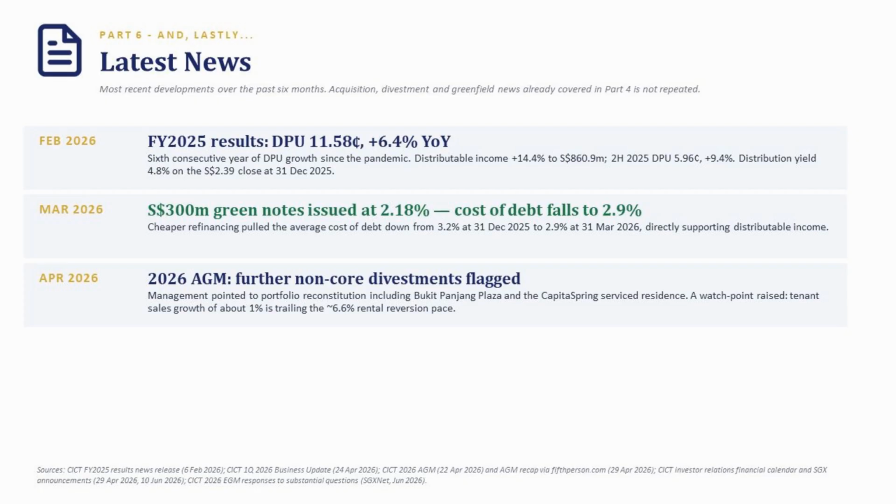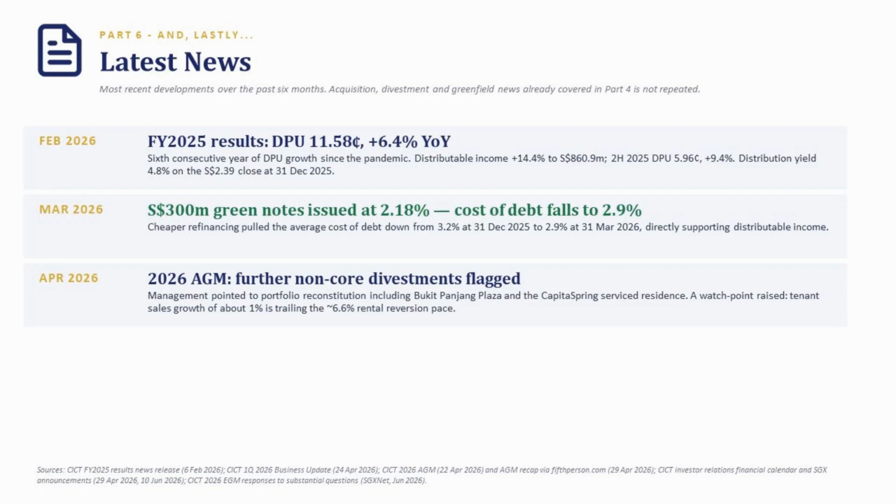Which brings us to the debt optimization actions executed in March 2026. The green notes. Yes, the trust reported the issuance of $300 million in green notes. These notes were priced at a 2.18% interest rate. And the direct financial impact of this specific $300 million issuance at 2.18% requires calculation. By executing this refinancing action, management successfully pulled the aggregate average cost of debt down from 3.2%, which was the recorded rate as of the 31st of December 2025, to a highly competitive 2.9%.